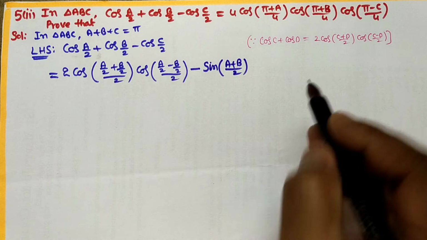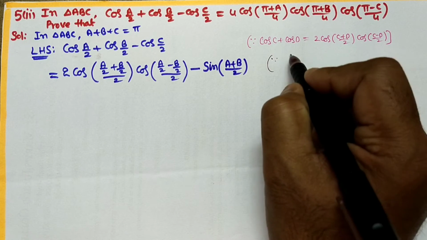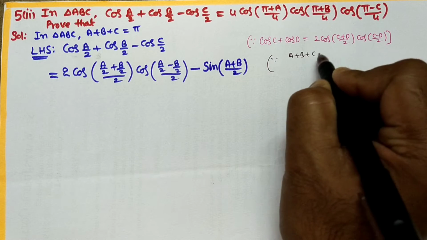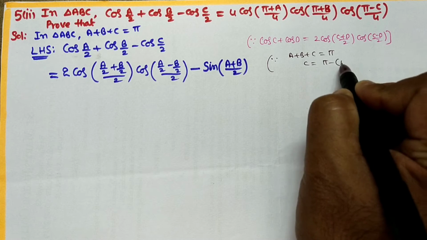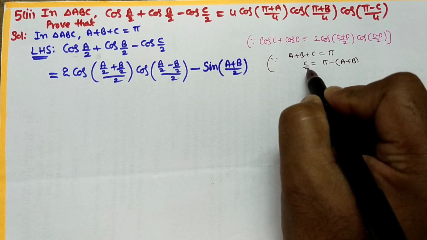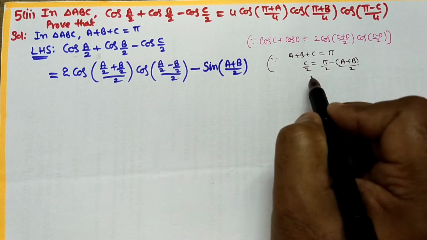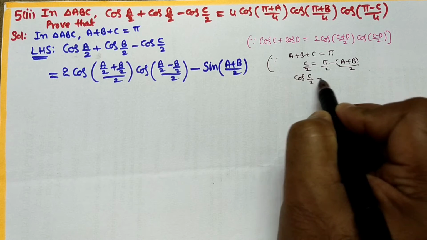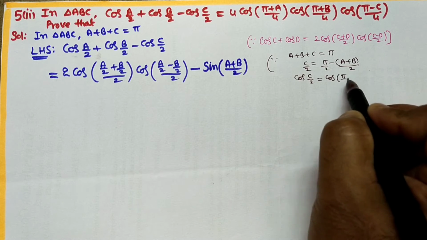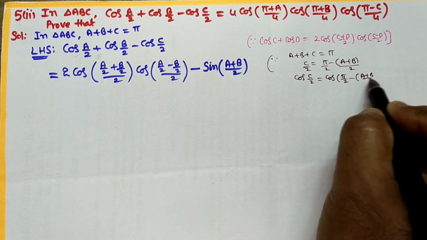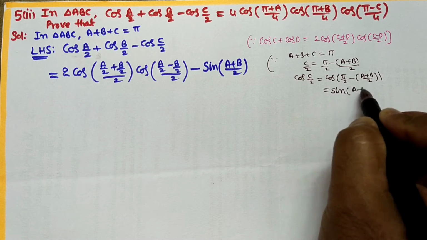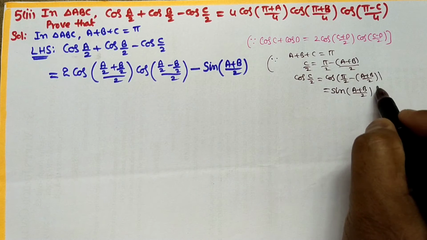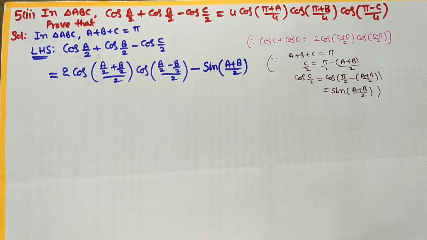Because a plus b plus c equals pi, c equals pi minus (a plus b). Dividing by 2 and taking cos on both sides, cos c by 2 equals cos of (pi by 2 minus (a plus b) by 2). We know that cos of (pi by 2 minus theta) is sin theta. So it is sine of (a plus b) by 2. Wherever cos c by 2 is there, we have to replace it with sine of (a plus b) by 2.